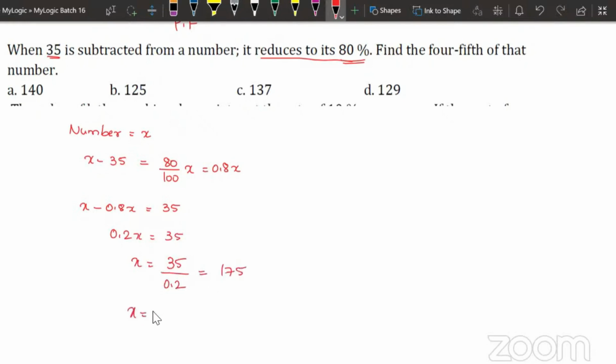So value of x is 175, but what have they asked? They have asked 4/5 of this number, right? So what is 4/5 of x? It is 4 by 5 into 175, which gives you 140. Understood?